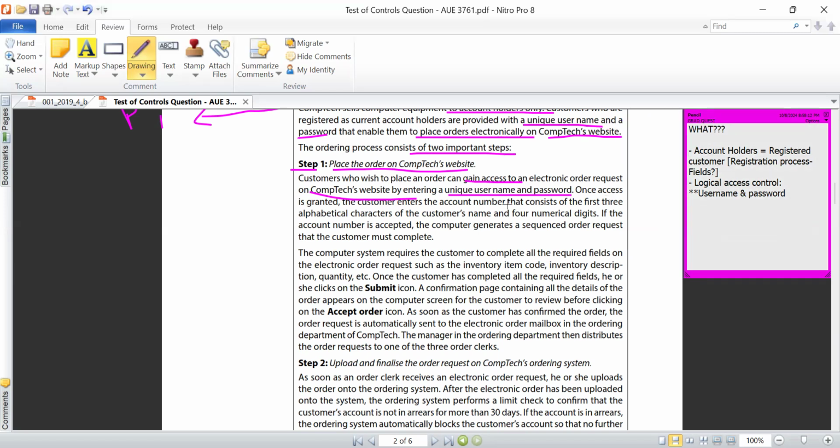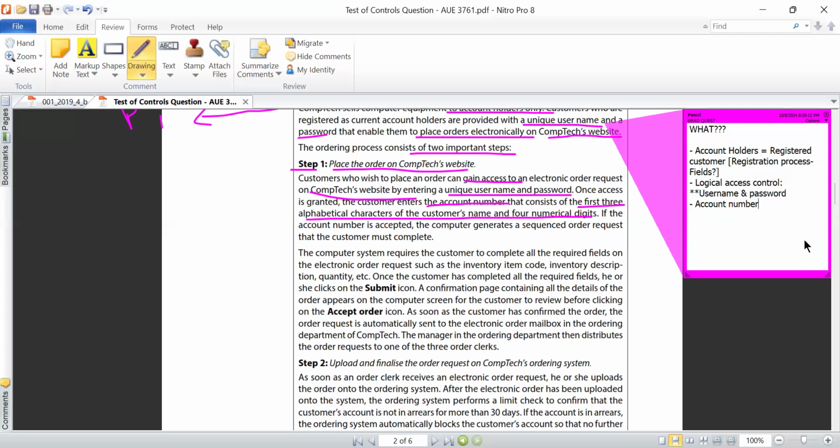And then once access is granted, the customer enters the what? The account number, which consists of the first 3 alphabetical characters of the customer's name and 4 numerical digits. Already they are giving you further controls, right? So I can see something about the account number there.